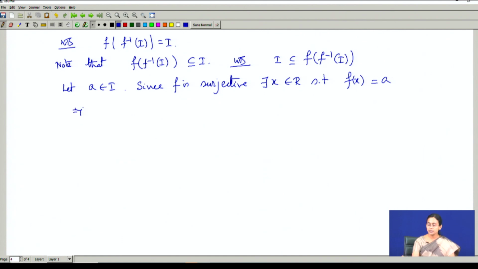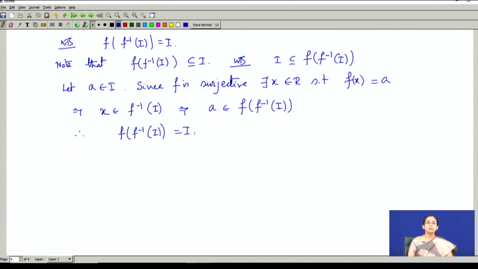But this implies what? Since f of x is equal to A, x is in the pre-image of this element A. And A belongs to this ideal I, therefore x is in the pre-image of I. So, this implies nothing but that A belongs to f of f inverse of I. With this I am able to show that this equality holds, therefore f of f inverse of I is equal to I. So, this completes the proof of the homomorphism theorem.